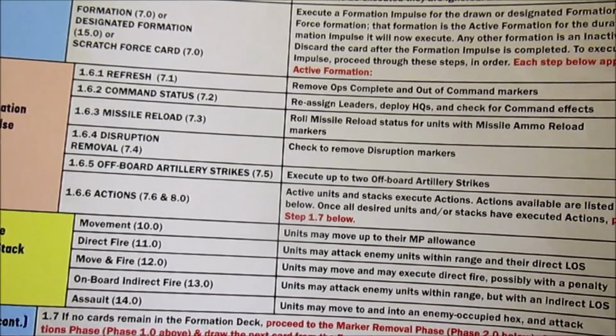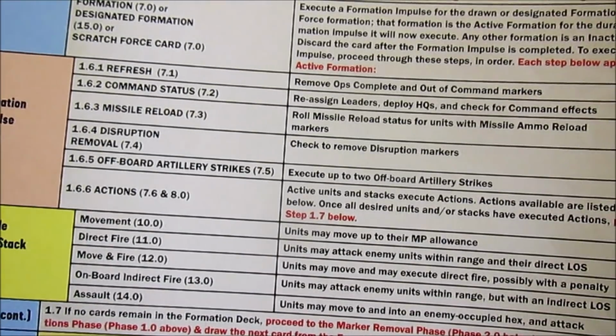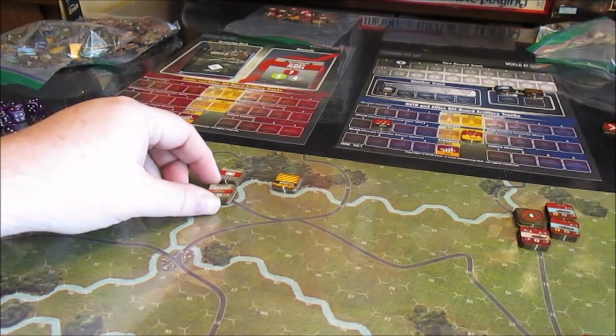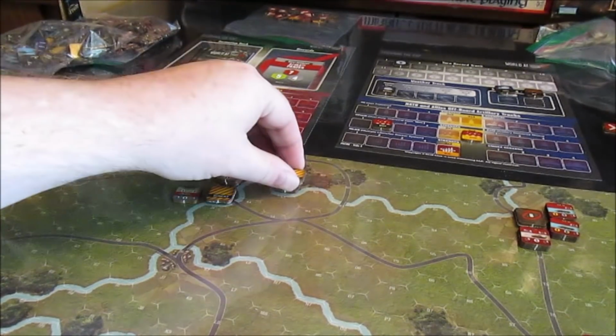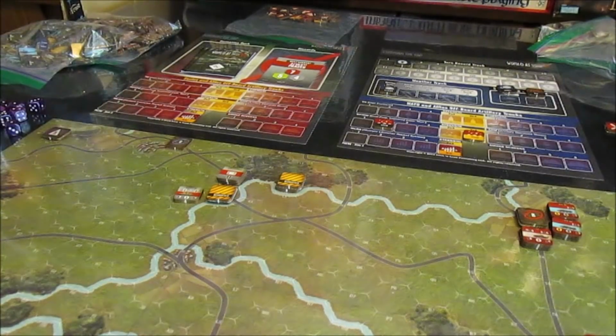Command status, reload: roll for missile reload status for units with missile ammo reload markers. We don't have any of those with these. Disruption removal: check to remove disruption markers. And we do have a couple of disruption markers out there. We got the recon unit right here, and we got that half-step Leo unit.